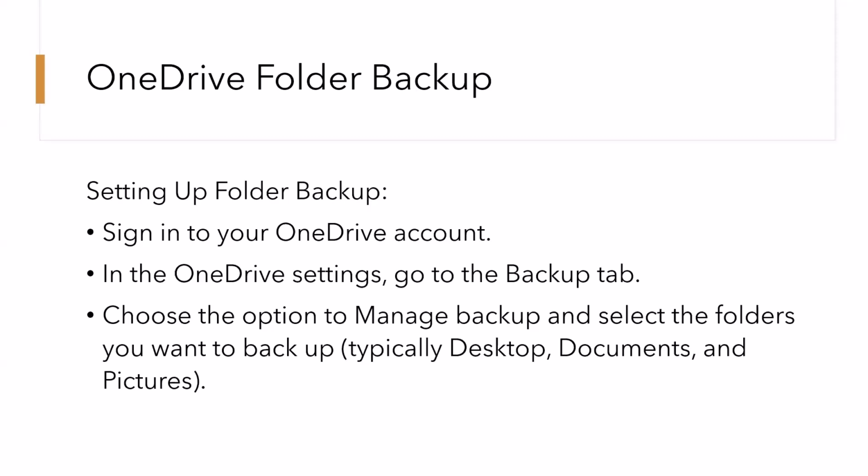To set up folder backup, you want to sign in with your OneDrive account, and that's using your Microsoft account. In OneDrive settings, you want to go to the Backup tab, choose the options to manage backup, and select the folders you want to back up, typically your desktop, documents, and pictures.